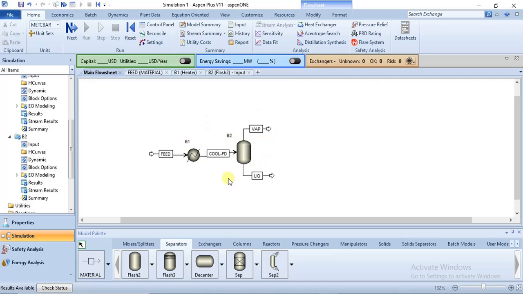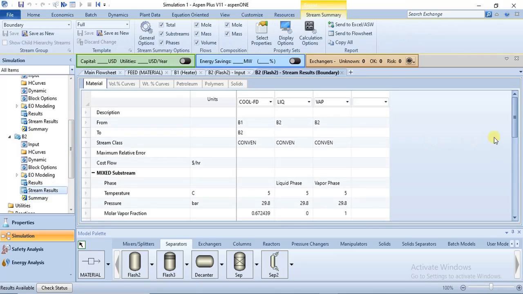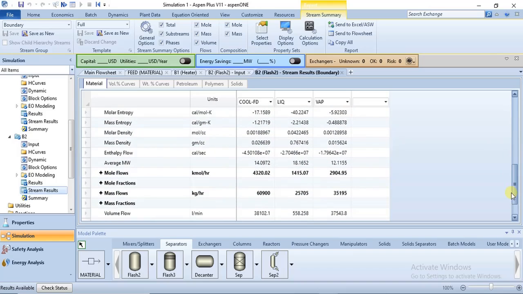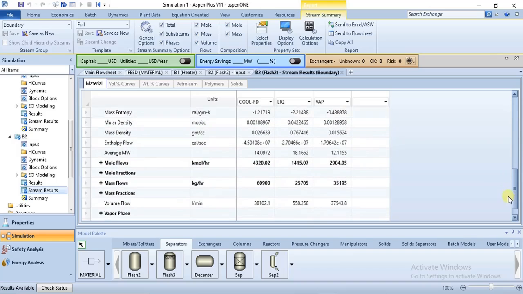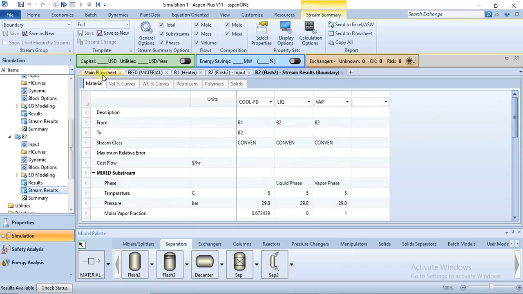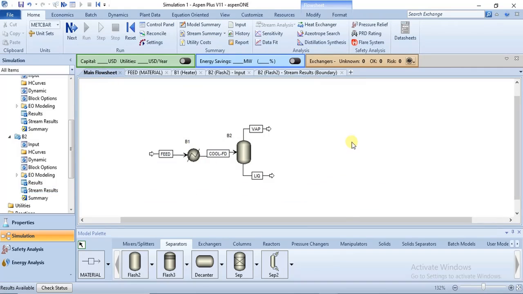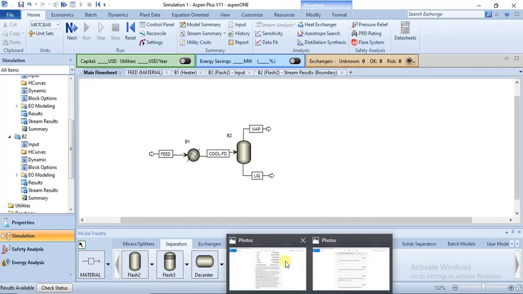Right, so the process has been run. You can even check the stream results from the two-phase separator, right? But we'll be checking the results at the end of the simulation. Now, the next thing is to simulate the absorption process.